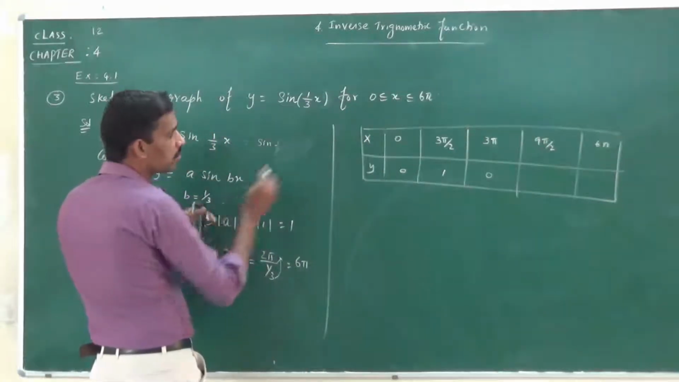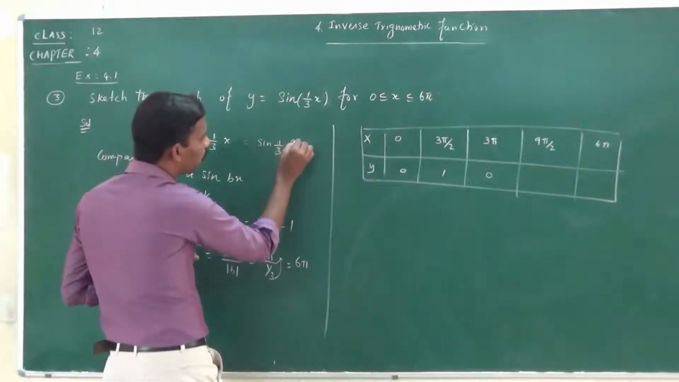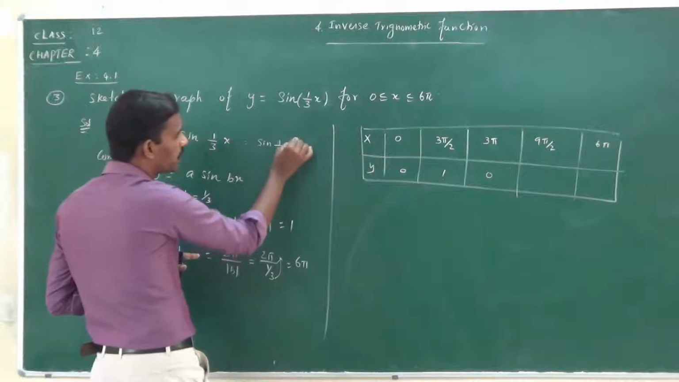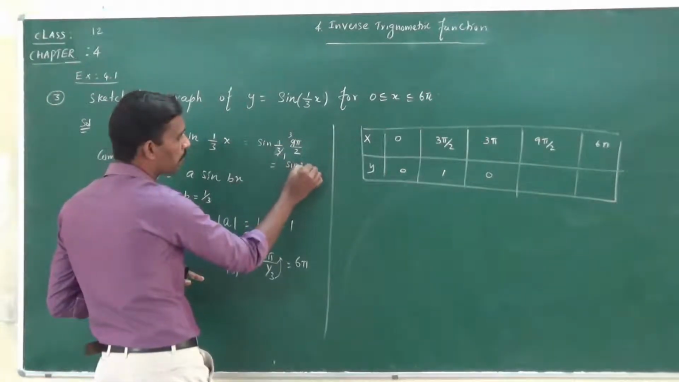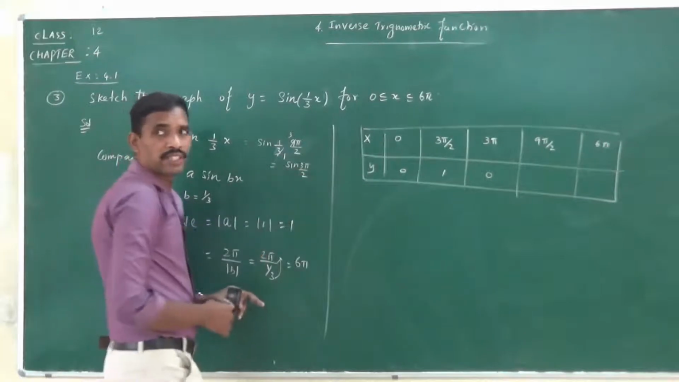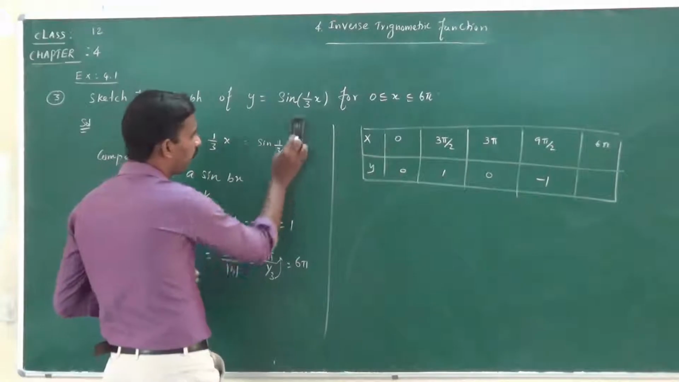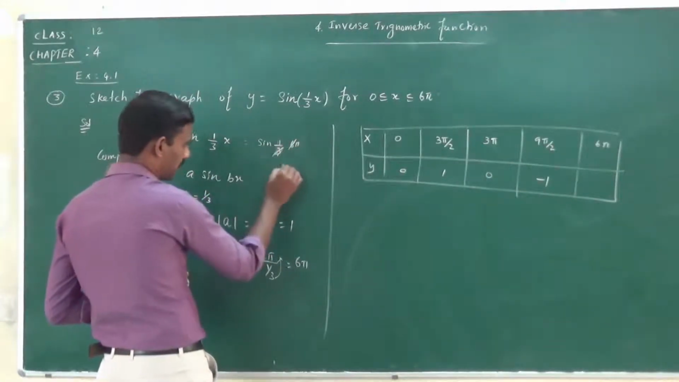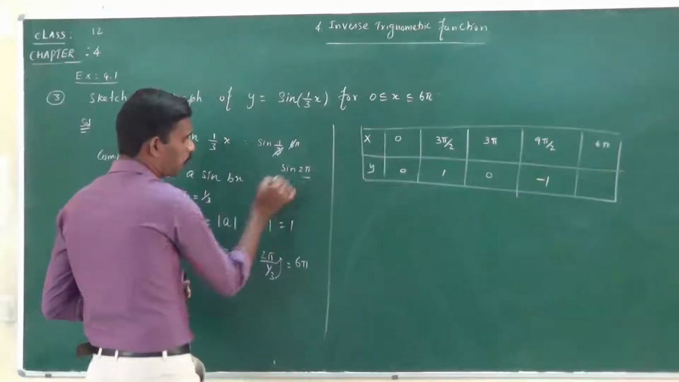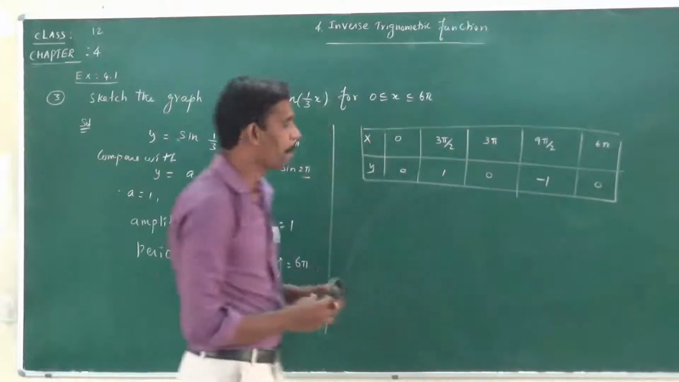And after that 1 by 3, instead of x we assign 9 pi by 2. So 3 and 9 will be cancelled. We get sin 3 pi by 2. Sin 3 pi by 2 is nothing but minus 1. And we give x as 6 pi. So 3 and 6 will be cancelled. Sin 2 pi. Sin 2 pi is nothing but 0.